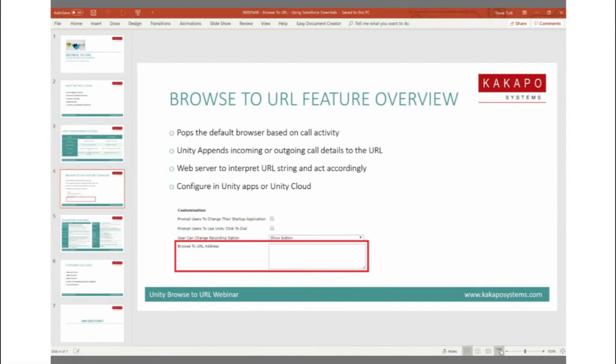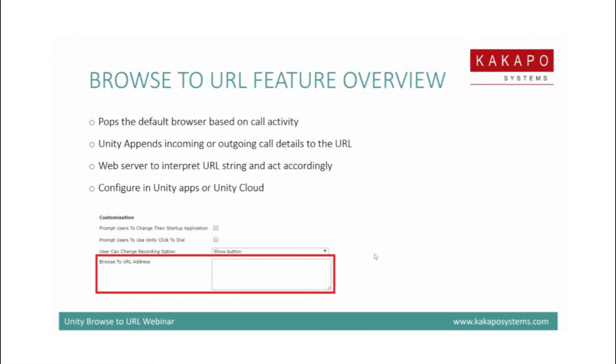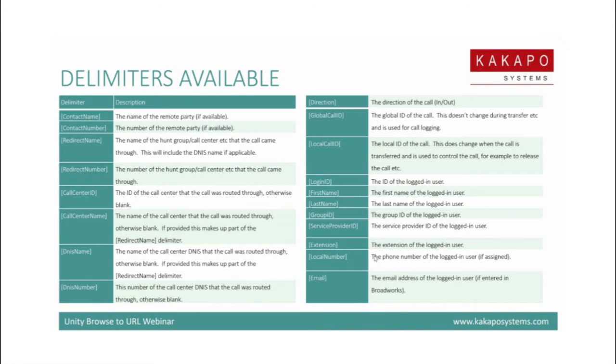So that's how the feature works. I mentioned before that we've got contact number, which is the incoming CLI, the remote party's phone number if they're calling in. These are all of the delimiters that are available. I'm not going to go through all of these. This information is all available on our website. We have a page for CRM integration that talks about the different options, and then we've got some supporting documentation and resources where this is all available. But these are the delimiters that we can put in.